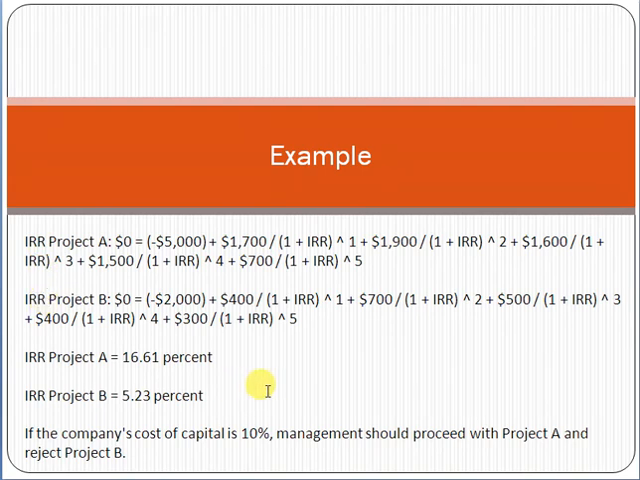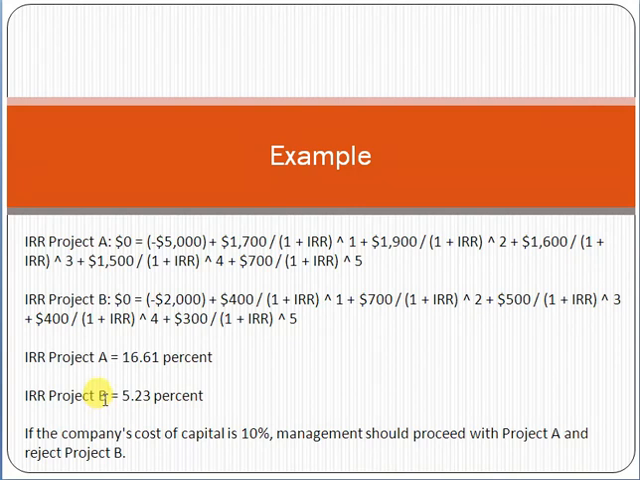So the IRR value for project A is 16.61 percent, and IRR for project B is 5.23. So friend, you can see that the internal rate of return for project A is 16.61%, and project B is 5.23%. That is clearly showing you that the rate of profit is more as compared to project B. So management should go for project A, select project A, and reject project B.